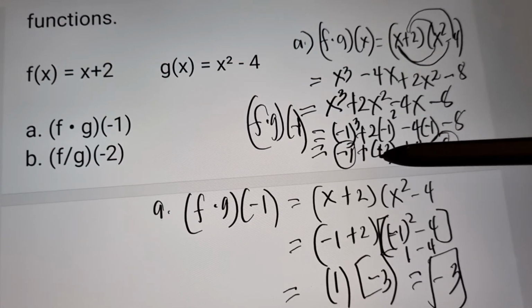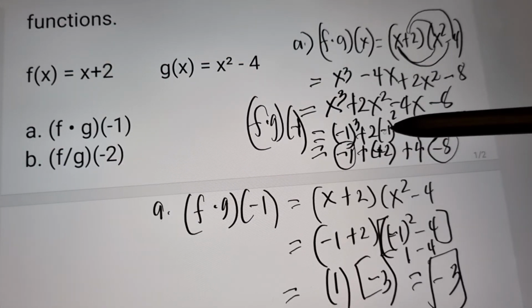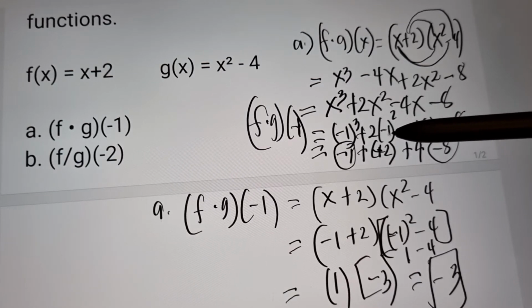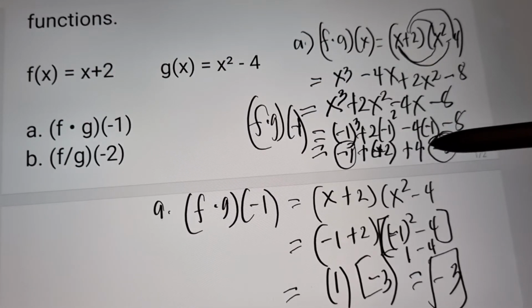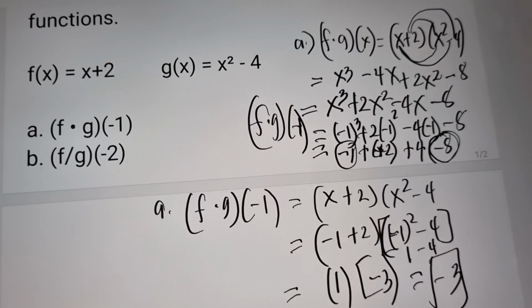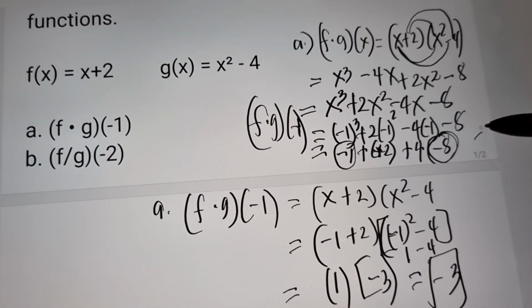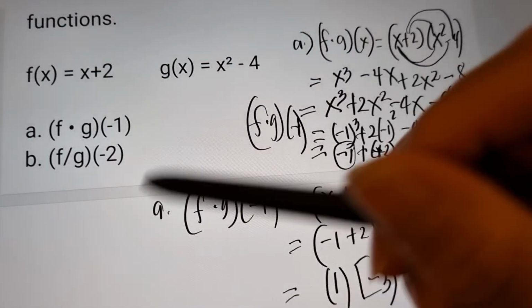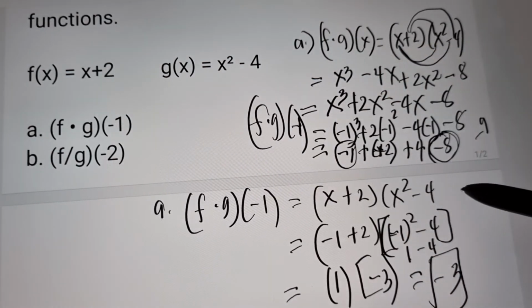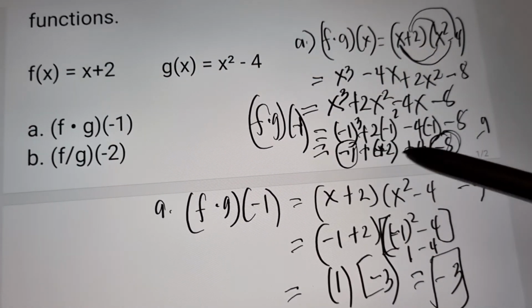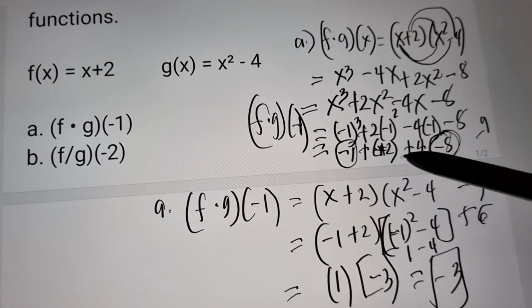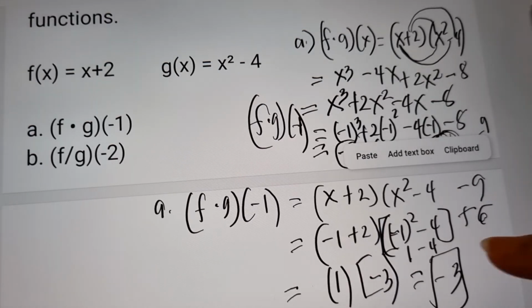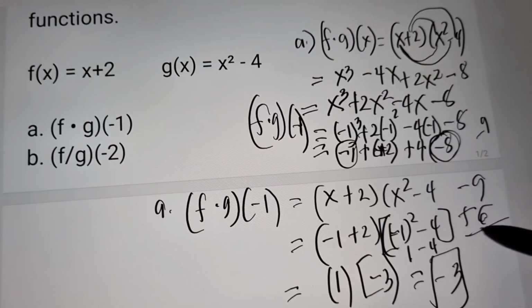Dito pala positive na yan. Kasi negative 1 squared, that is positive 1. So, 2 times 1, that is 2. So, ang negative natin ngayon ay negative 8 and negative 1. Okay? So, meron tayong negative 9. And then, meron tayong positive 6. 2 plus 4, that is positive 6. And the answer is negative 3.